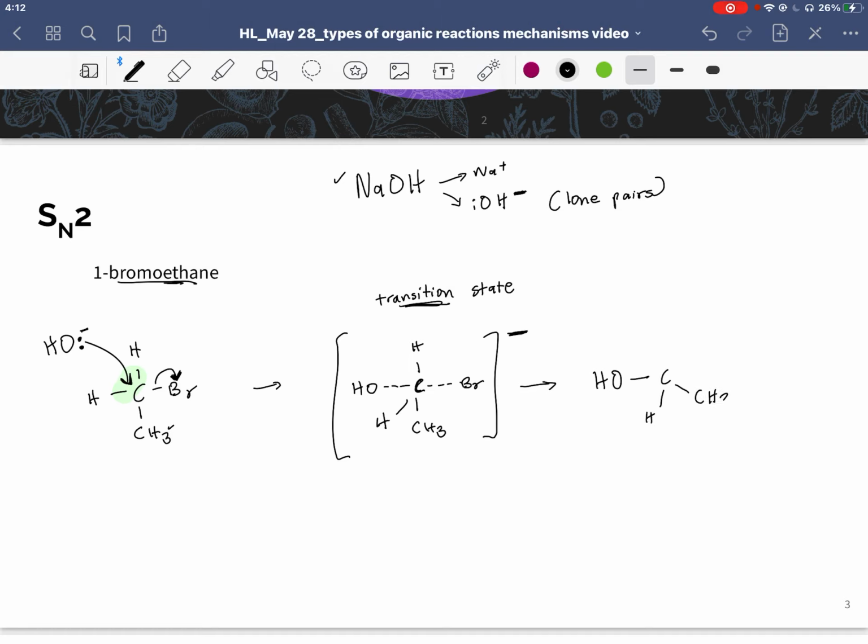Hydrogen, CH3, hydrogen, and I'm just kind of showing this in a weird way in terms of stereochemistry because I'm showing basically what we had here without the bromine. Of course, carbon is tetrahedral. So if I were to show the correct stereochemistry, this molecule would end up as tetrahedral, unsurprisingly.